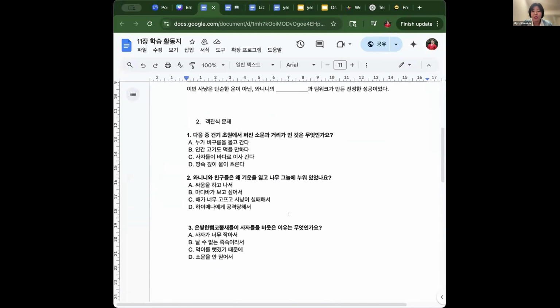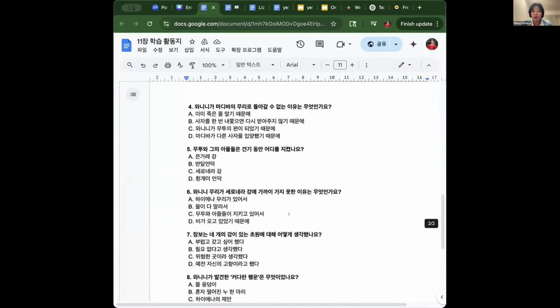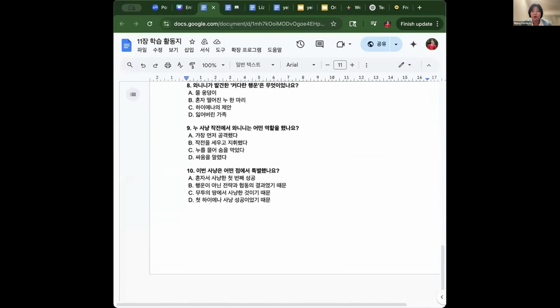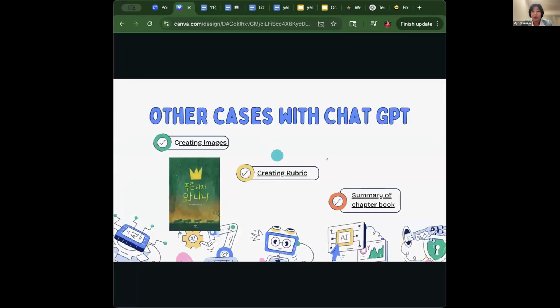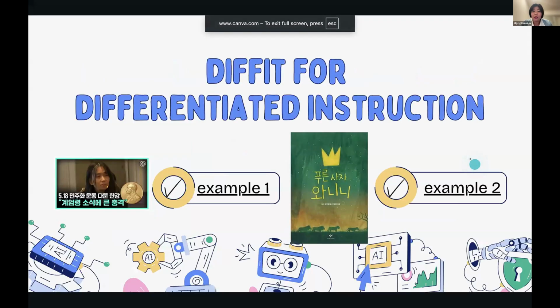And then this is also a reading comprehension question with multiple choices. This is one of the types that I used with ChatGPT. And then another way, Diffit is another platform that I use for these advanced students.